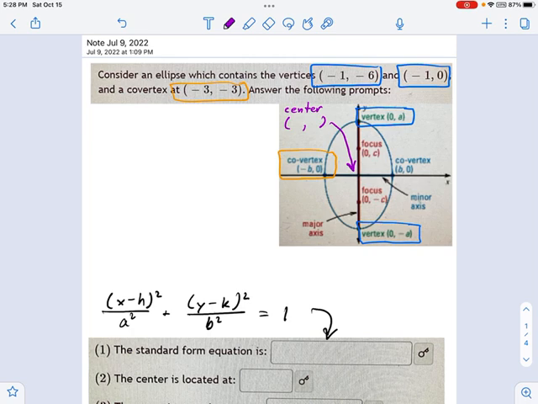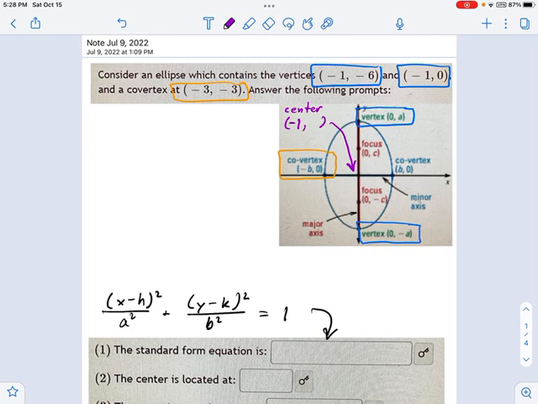Our first order of business is to find the center. Now you'll notice that when you look at the vertices, the x values are not changing. This x value is exactly the same. So what that means is the center is located at -1, and this is a vertical ellipse, since the vertices change in their y values. That means they lie across the major axis, which clearly goes vertical.